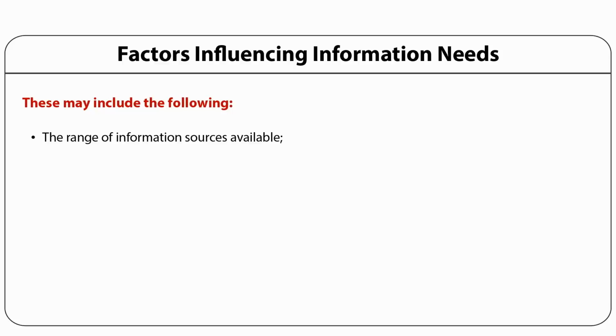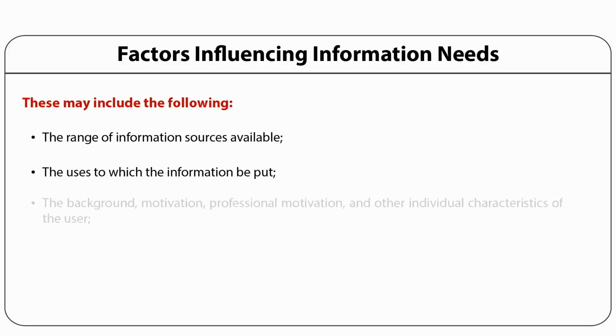If a large or wide range of information sources is available, obviously much more information, adequate and accurate, will be made available. The uses to which information is put is another factor which influences the information needs of users. The background, motivation, professional motivation, and other individual characteristics of the user also influence the information needs.